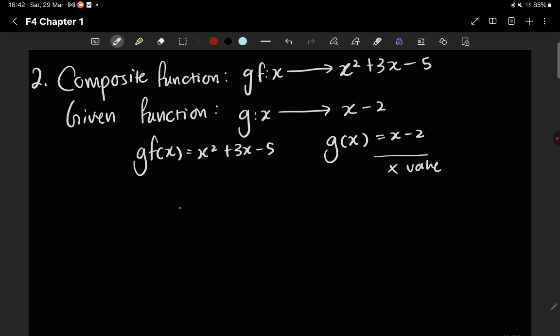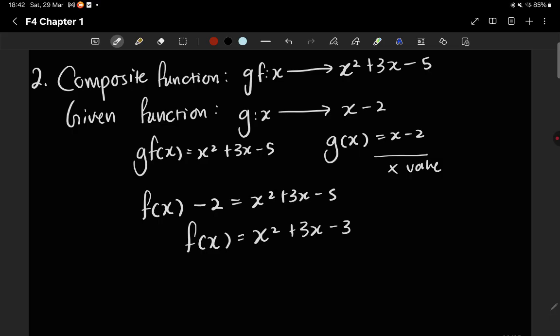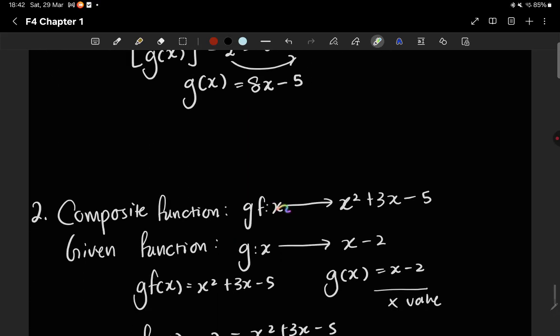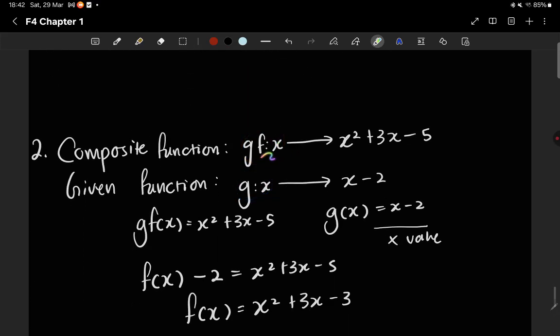So what we have to do is f of x minus 2 is equal to x squared plus 3x minus 5. And to solve it, we get back x squared plus 3x minus 3. So that's our final answer. I think I made it a little confusing earlier because I mistook the notation. Okay, so I'm really sorry for that. So our function given is g of x is equal to this, and our given function is g of x equal to x minus 2.